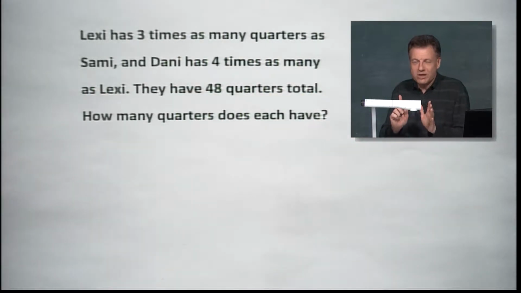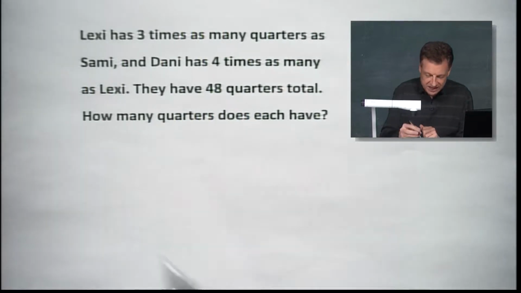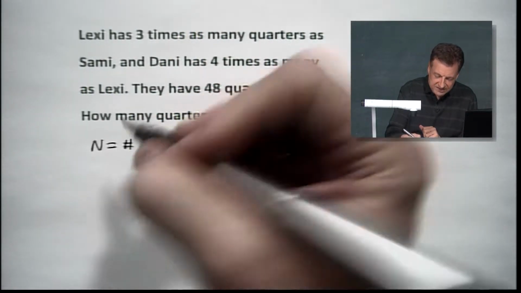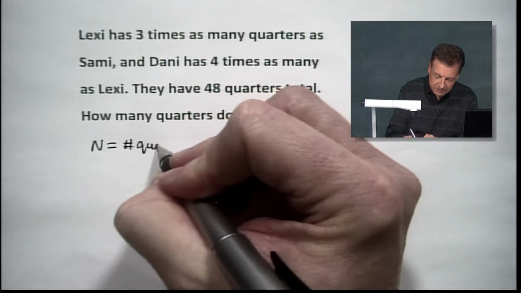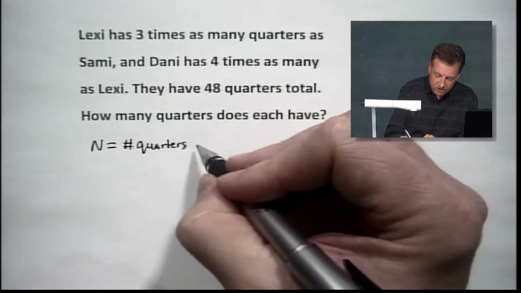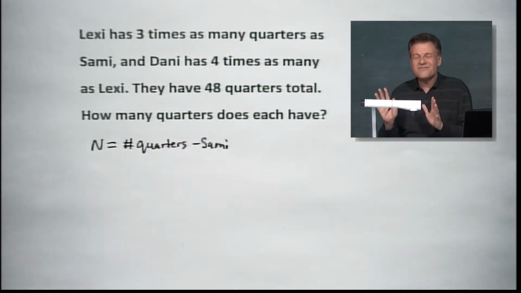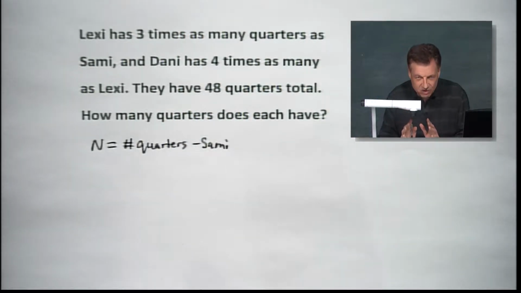What that boils down to for me and my friends out here that are watching, we are going to let n be equal to the number of quarters for Sammy. That's what we're talking about. We're talking about number of quarters, and I'm going to put out here that's Sammy. Okay. That's what we call defining our variable. We've got to have a ground zero here.